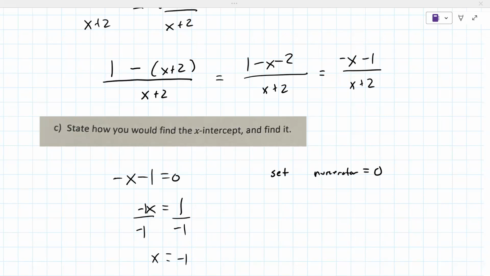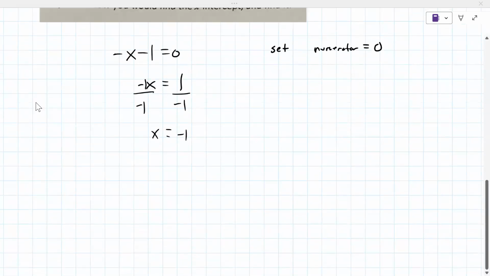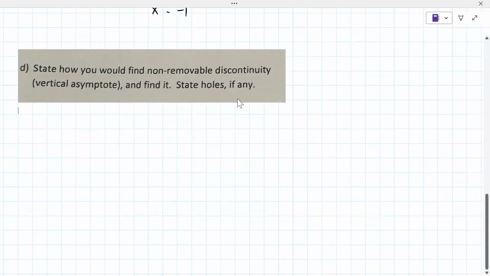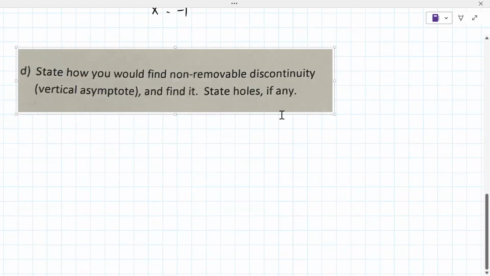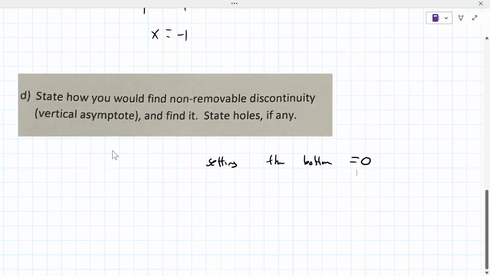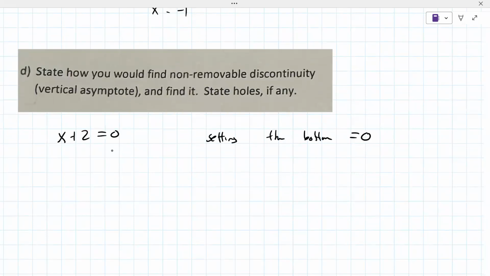All right. Part D. Do you need to write this down or do you have it down on your paper? I already got it down. Okay. All right. State how you would find any removable discontinuity and a non-removable discontinuity and state holes, if any. There is a vertical asymptote. You get that by setting the bottom equal to 0. So the bottom is x plus 2. So go ahead and solve that for x, please.